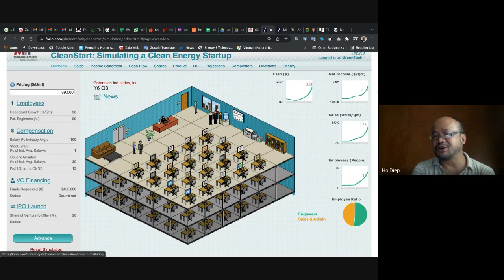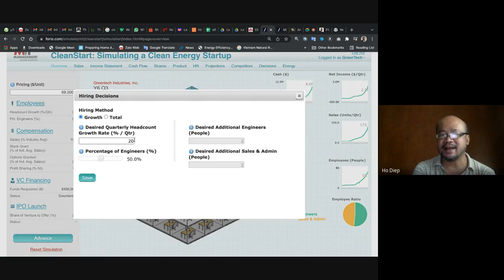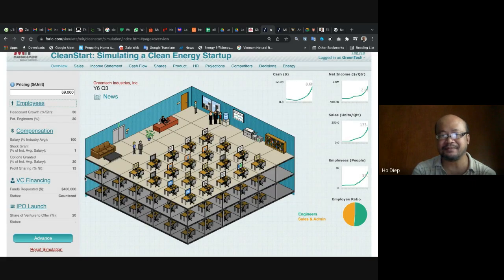Maybe we need to grow. We need to spend more money. Our profit is still too high at the moment, so maybe not 20%. Maybe increase it to 30%. Engineers are catching up, so maybe we don't need as many engineers. So let's decrease it down to 30%. Press save. Everything stays the same. Advance.